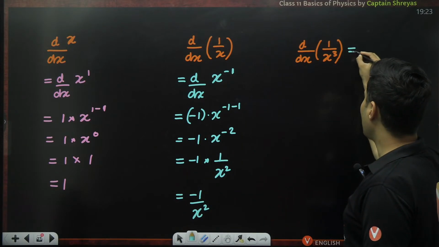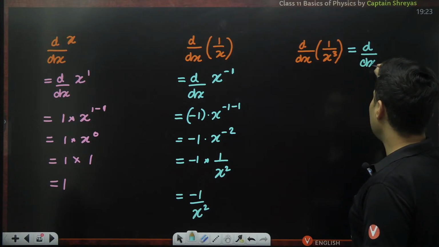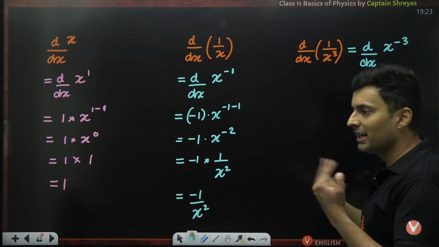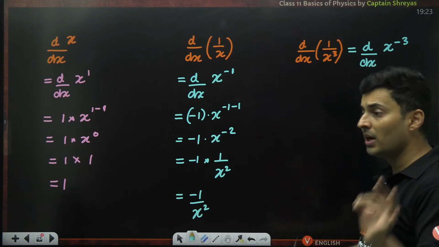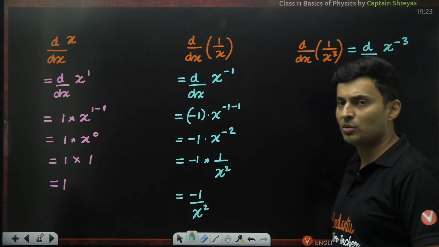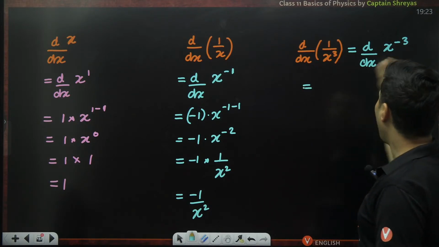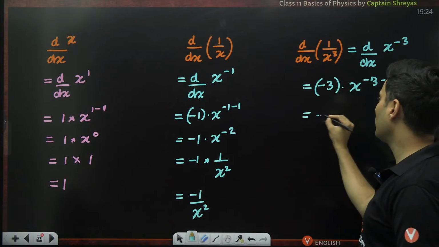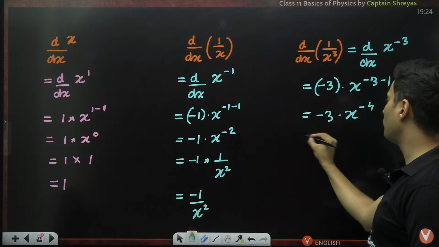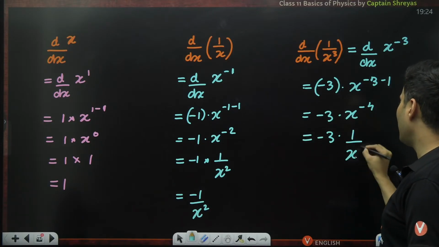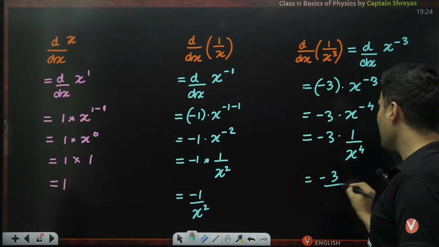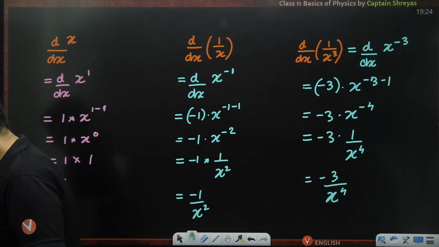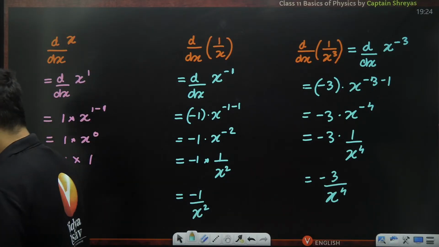Let's do this. This is as good as saying finding d by dx of x raised to negative power 3 when you shift it to the numerator. Always shift to the numerator and then solve. Don't solve it in the denominator because you know x raised to n's derivative, not 1 by x raised to n's derivative. So that power is negative 3, bring it outside, reduce the power by 1, so minus 3 minus 1. So it will be minus 3 into x raised to minus 4, which is minus 3 into 1 by x raised to 4. So which is minus 3 by x raised to 4. That is how you get it.